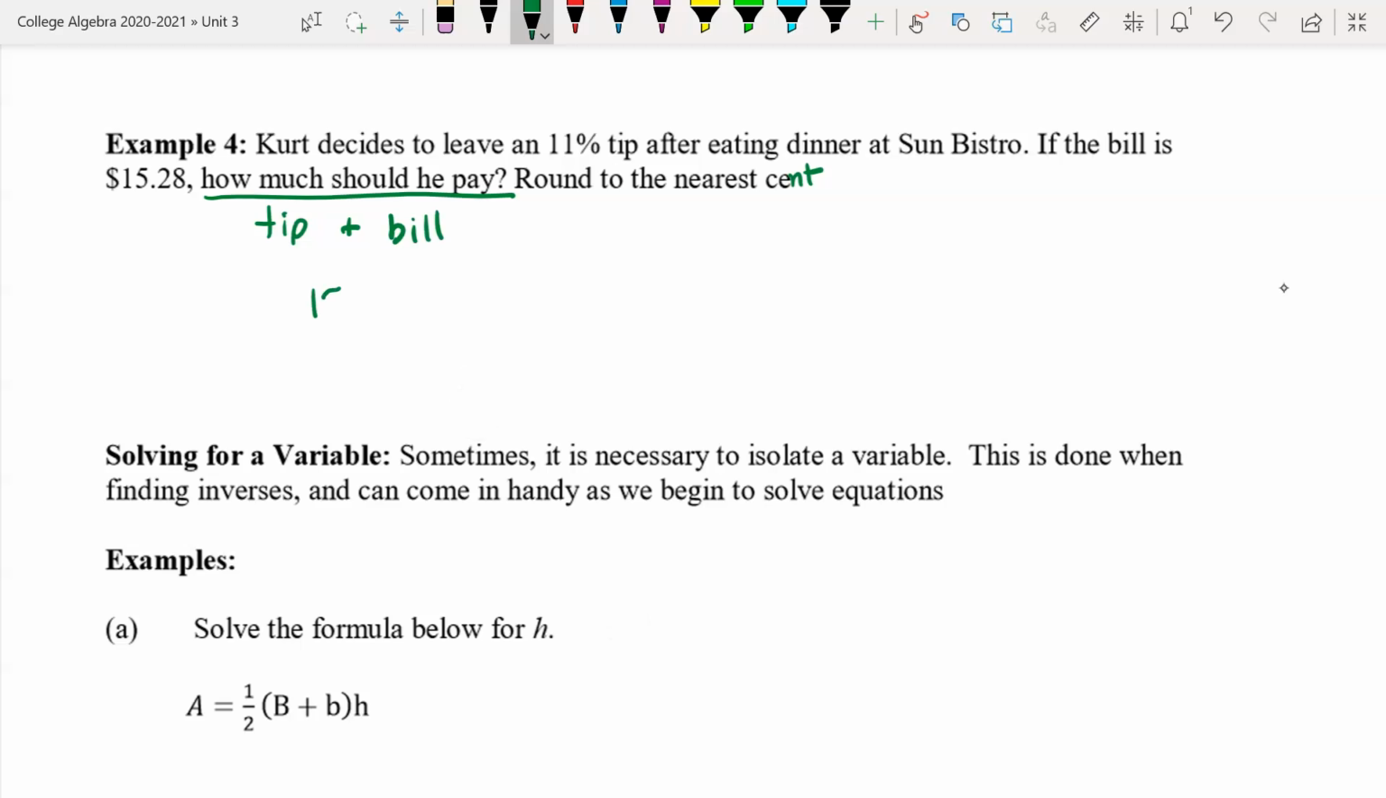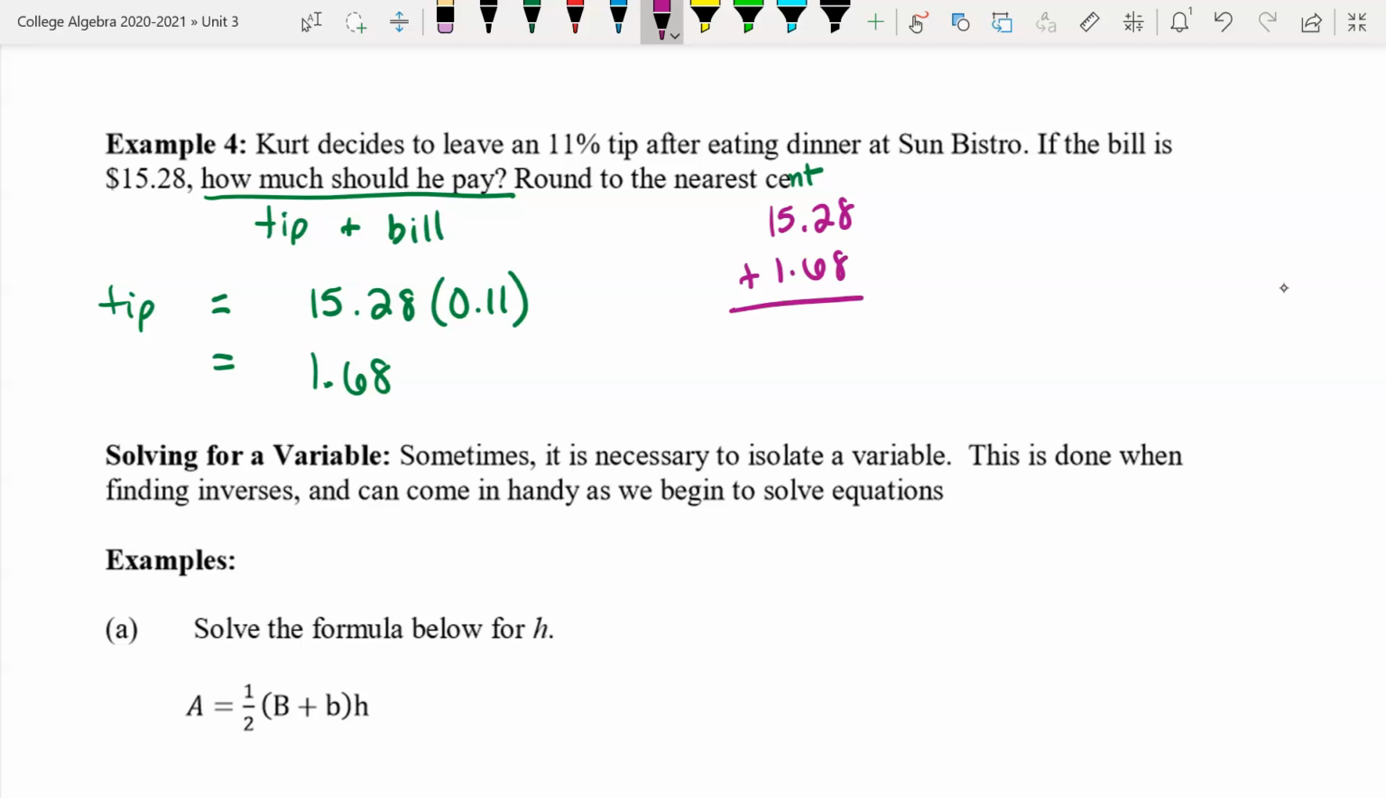So first thing we want to do is find the tip. I'm going to take that 15.28 times, I'm going to make the percentage a decimal, so 15.28 times 0.11. So the tip is $1.68. But now, in order to find how much should he pay, I need to take 15.28 plus my tip. And you get $16.96. Which makes sense. If you're going out to a restaurant, you're going to pay a little over the bill because you want to include the tip and the bill.